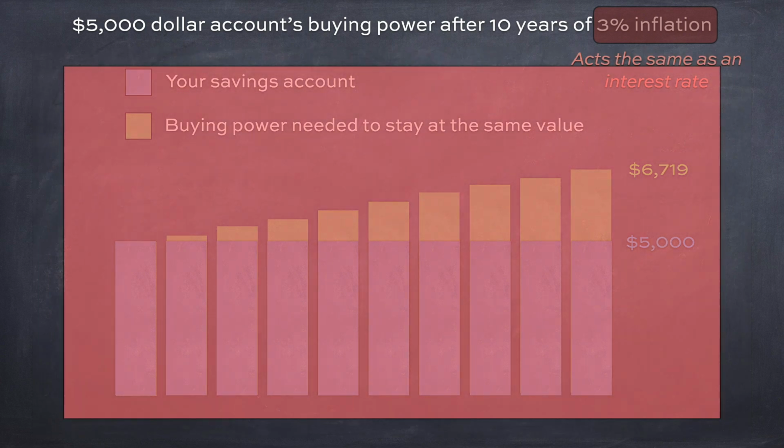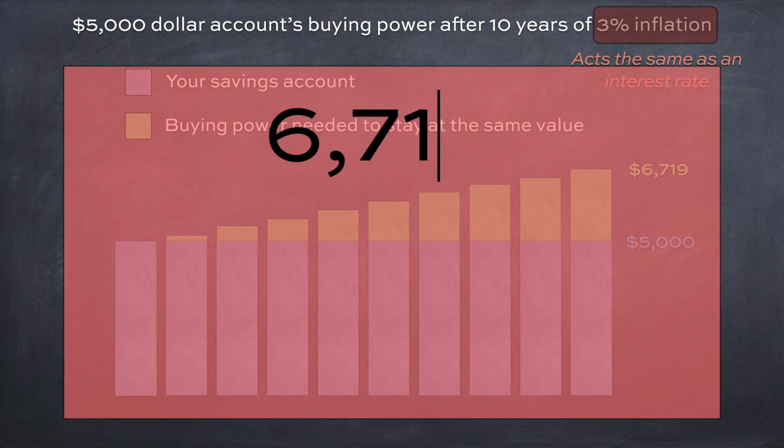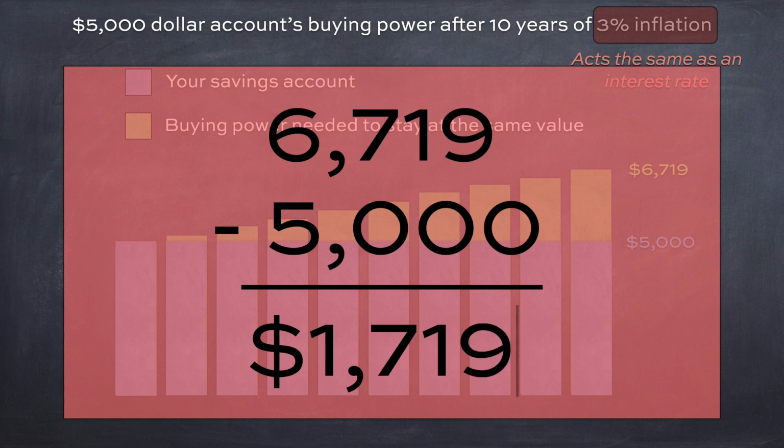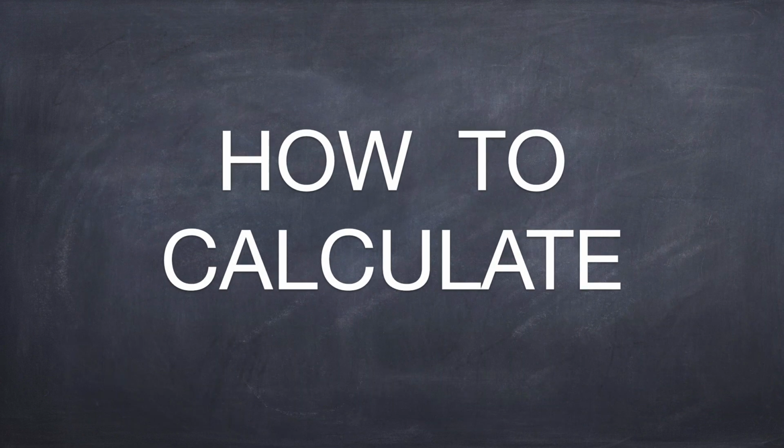So remember, the original question is how much buying power did we lose? So what we're going to do is take our new price that we would need to be at, $6,719, minus our original $5,000 account. And then that's going to tell us, once we do that, that we lost $1,719 of value over that 10-year period from our account. So how do you calculate this? This is what we're going to learn in this video.